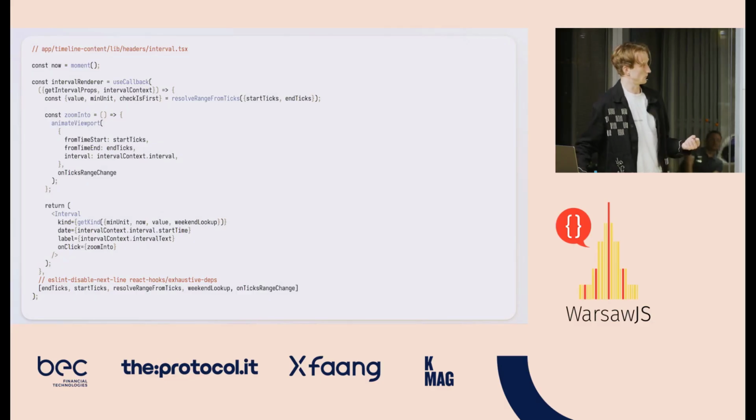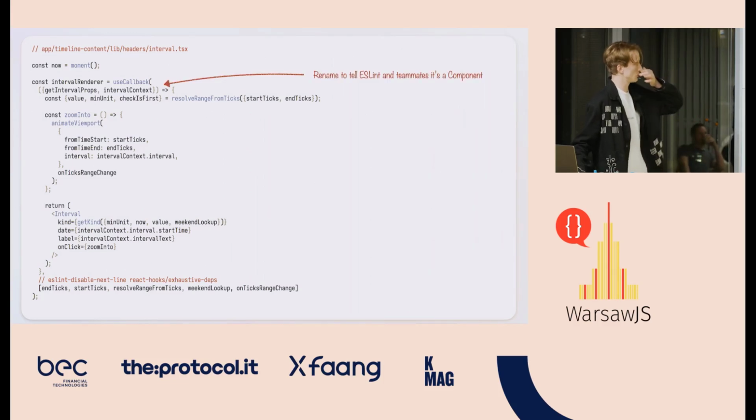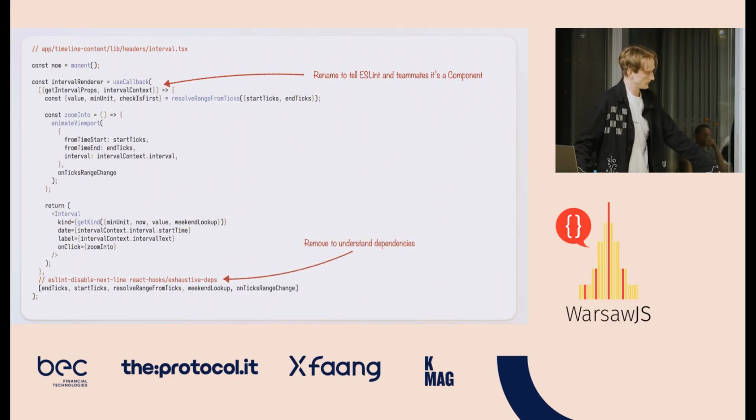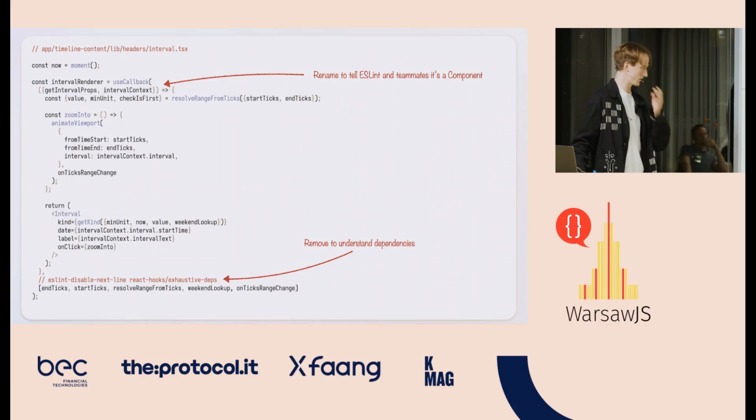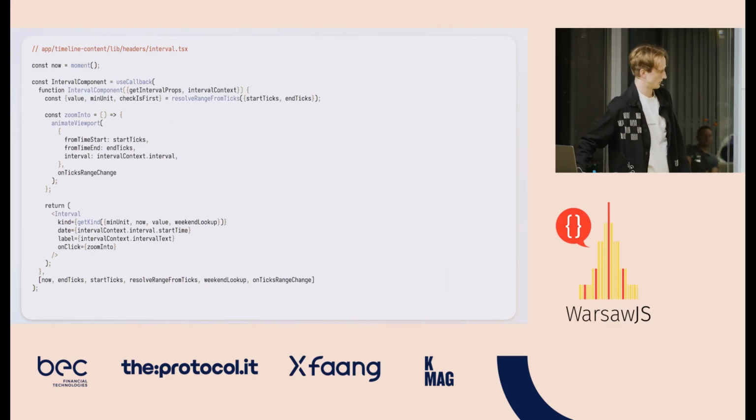Where do we start? First, let's start with some cosmetic changes. Let's rename it so ESLint and our teammates know it's a component. Also, let's remove this thing. In 99% of cases, it's just a code smell and it hides potential issues. After that, let's analyze our dependencies one by one. And yeah, those three look really suspicious.